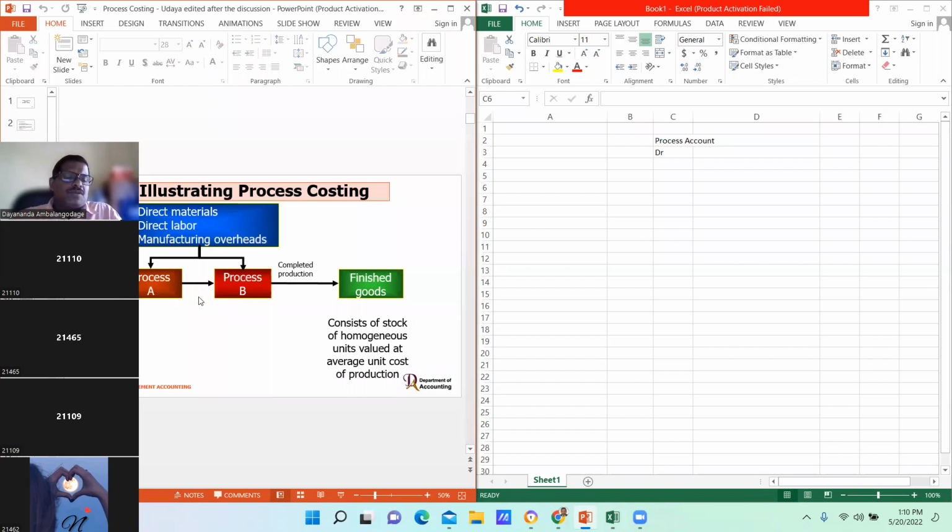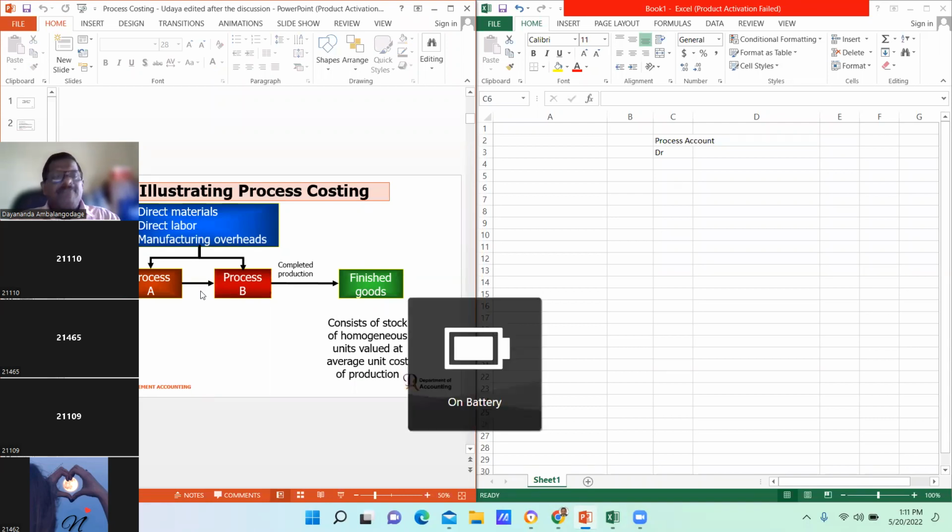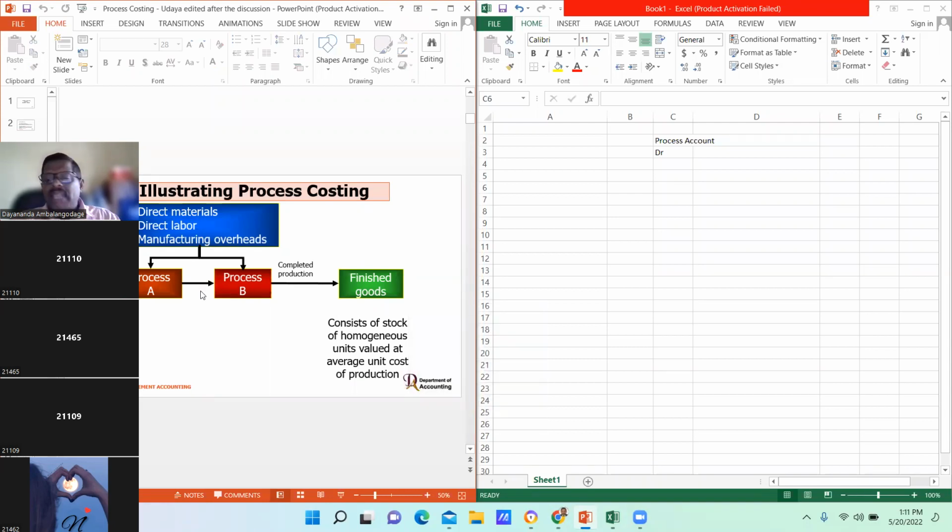Suppose you produce, say, 50 gram yogurt cups. You insert the raw material, maybe milk, and whatever other necessary material, packing material, and you add the labor and also the manufacturing overheads or whatever overheads are incurred in the process. Finally, you will get the yogurt as the output.